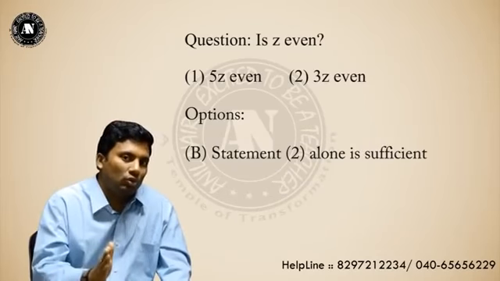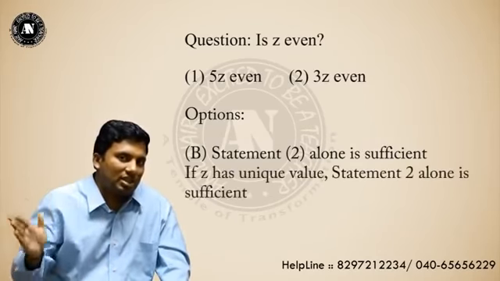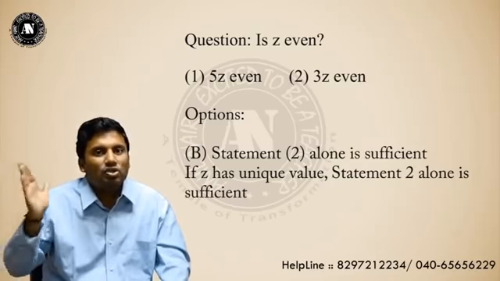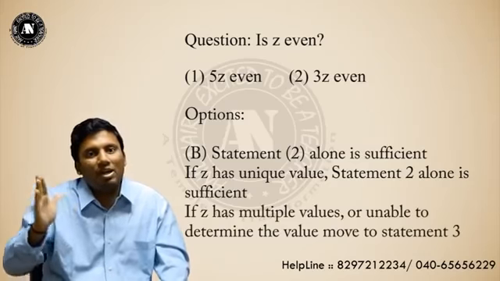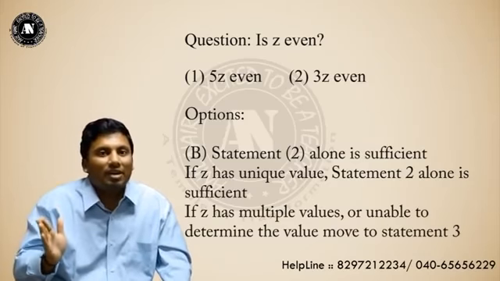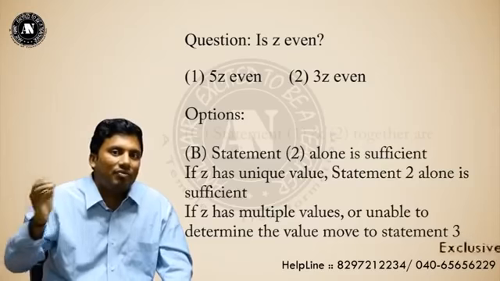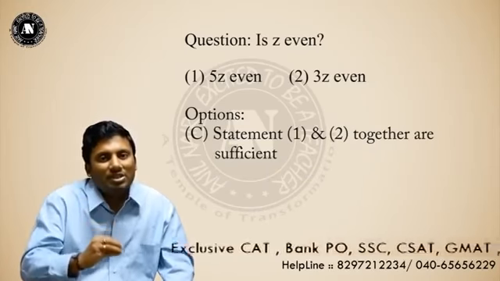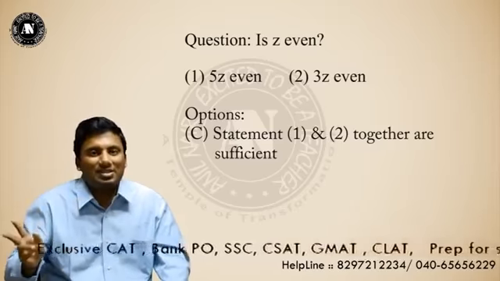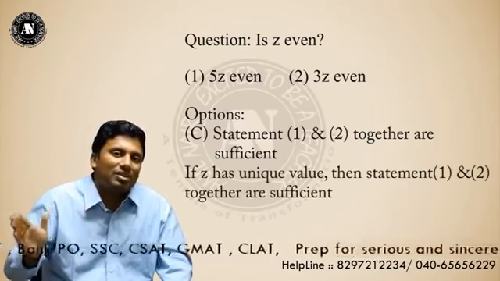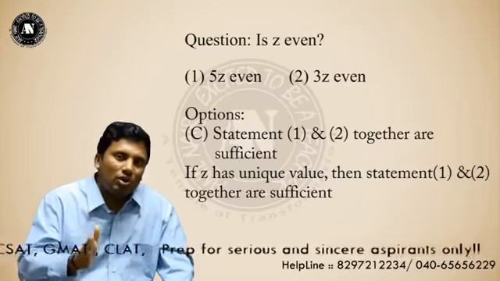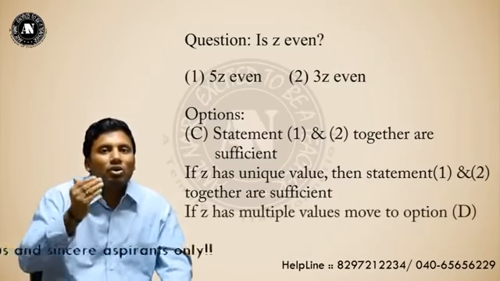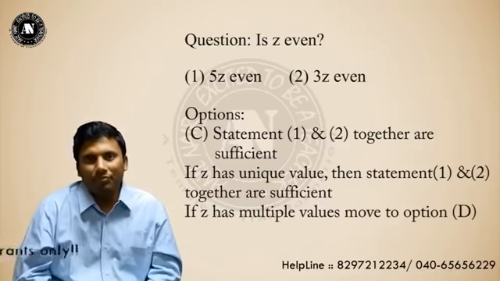Again, statement 2 can give us two choices. Choice 1, it helps us in getting a unique answer. Choice 2, either it will not lead us to an answer or it will lead us to multiple answers. Then you will combine both the statements. Both the statements can also give us two choices. Choice 1, it can give us a unique answer. Choice 2, either no answer or more than one answer. Then you will go to option 4.